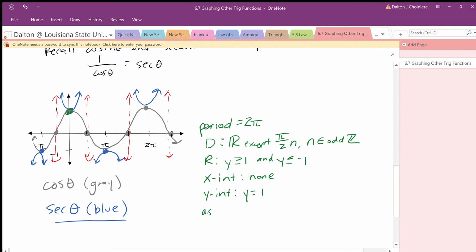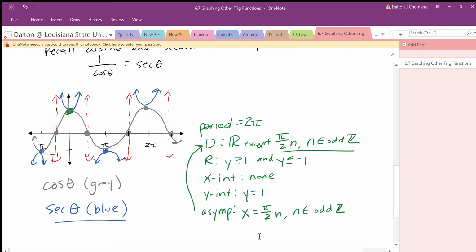And then lastly, our asymptotes. Remember we said they coincide with the domain restrictions. Therefore, our asymptotes are just the vertical lines x equals pi over 2 times n, when n is an element of the odd integers. Okay, and just to save time, I'm not going to graph secant on its own graph. I'll just leave it there with cosine.